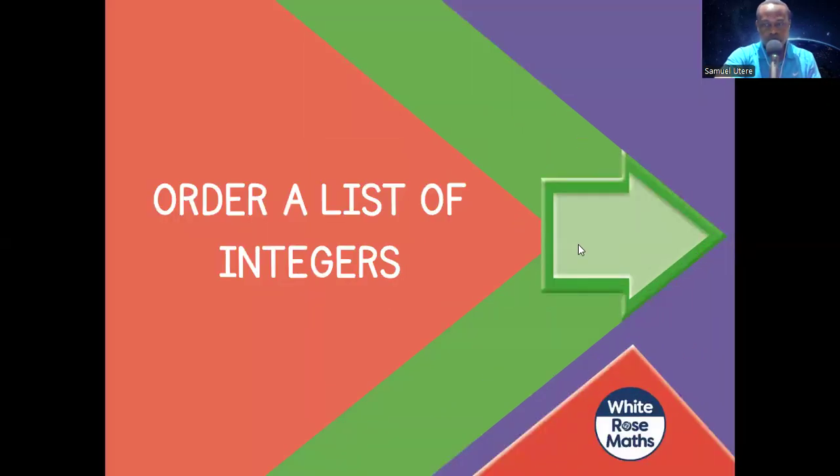So in your previous lesson, you learned how to use the relational operators to compare numbers. In today's lesson, you're going to learn to order a list of integers.